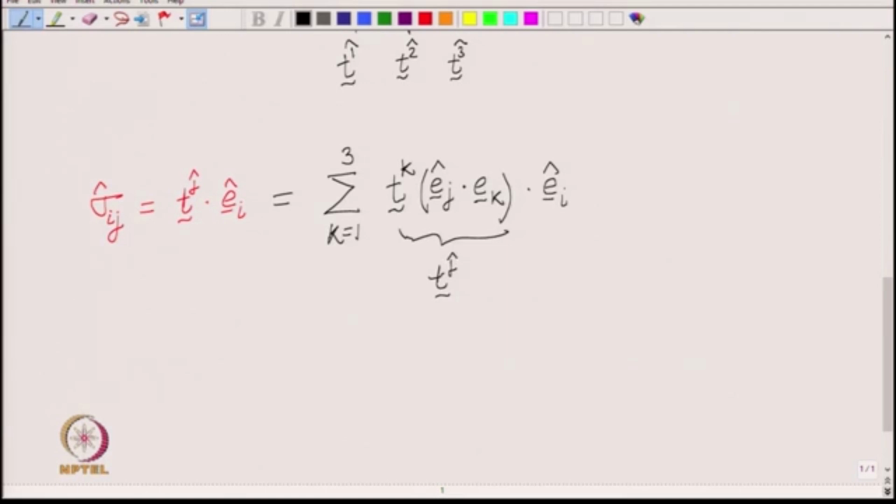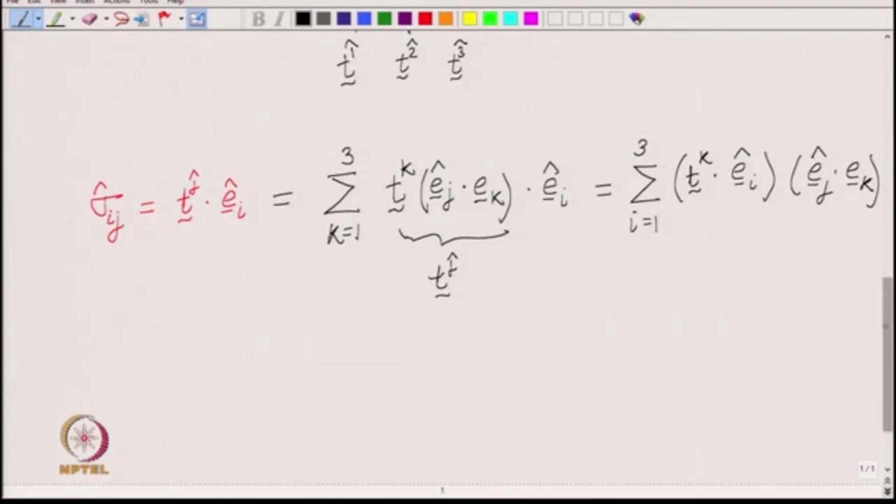Okay. So, this is also equal to summation k equal to 1 to 3, T k dot E I hat times E j hat dot E k, right. So, we had two vectors dotted. So, I clubbed them together.